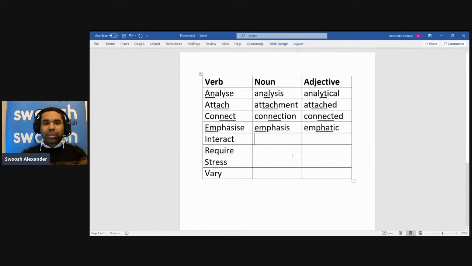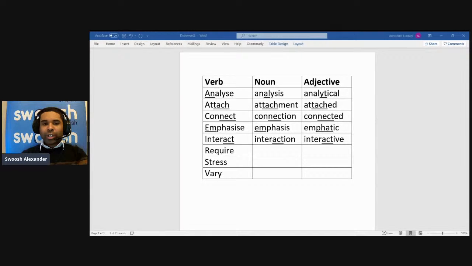Moving on to have a look at interact, the noun interaction. So from interact to interaction, the stress stays in the same position, the third syllable. And then the adjective would be interactive. Again, the stress remains in the same position.